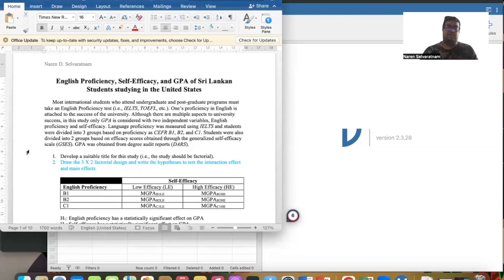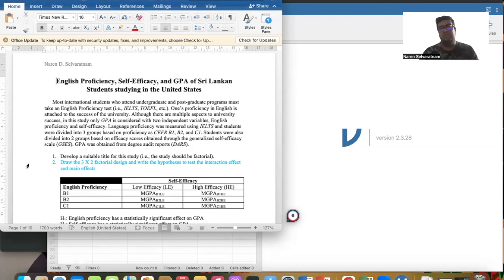Now, of course, this is a made-up study. I wanted to come up with a factorial arrangement or a factorial design to help my second year, second semester students learn more about how to analyze data that belongs to a factorial design.